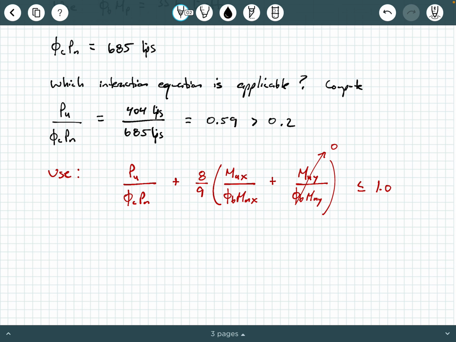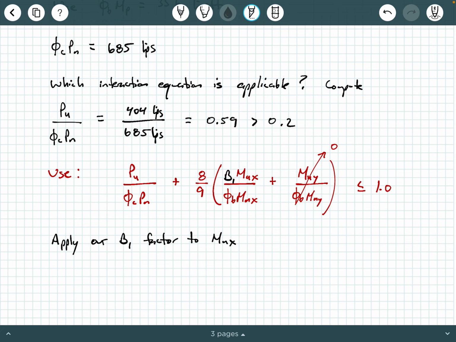Now we also need to apply our B1 factor to MUX. So if you look right here at this MUX, again, we're going to use the moment magnification method. So let's go ahead and be very clear on that. We're going to have a B1 times MUX in that numerator, okay, due to our moment magnification process. So what do we do next?